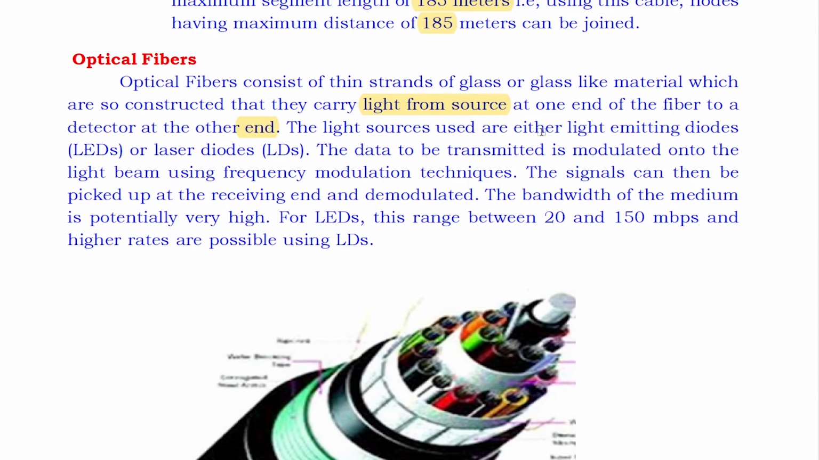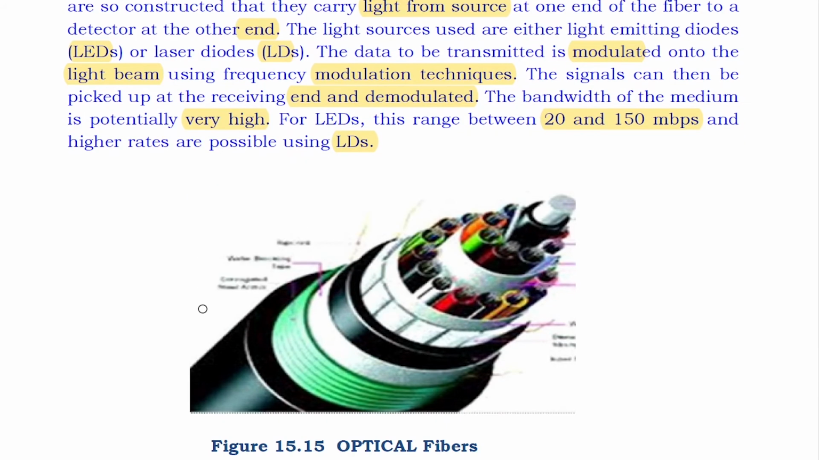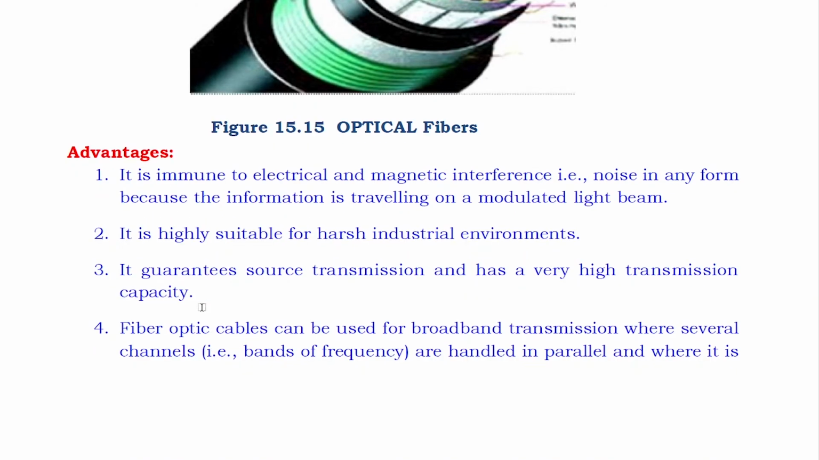The light source used is either light emitting diodes, normally LEDs, or laser diodes. The data to be transmitted is modulated, converted into light signals using the frequency modulation technique. The signals can then be picked up at the receiving end, where they are demodulated and turned back to electrical signal. The bandwidth of the medium is potentially very high. For LEDs, it is 20 to 150 Mbps, and a higher rate is possible using laser diodes.